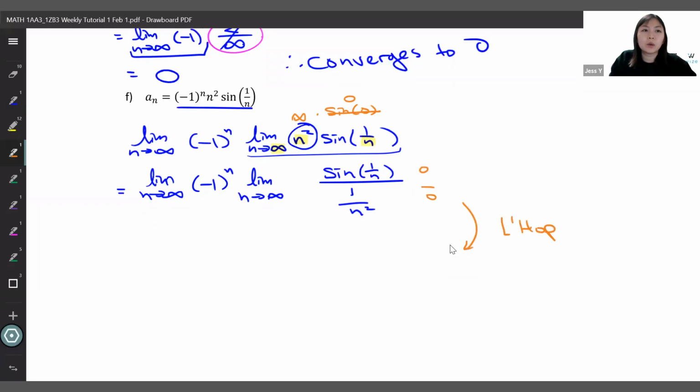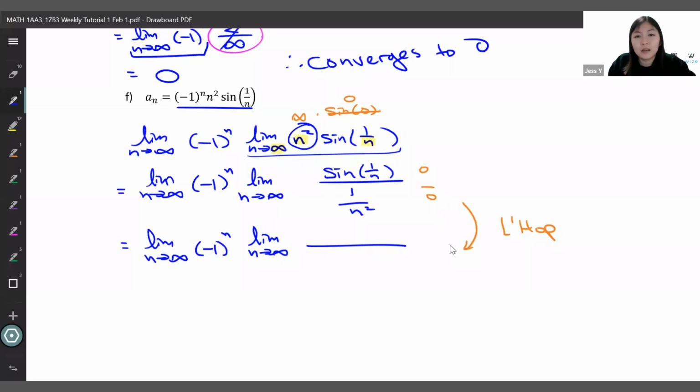So quick review on L'Hopital as well, right? So we have the limit of the first part, that doesn't change. And now we want to use L'Hopital's. So write down what is the derivative of sine of 1 over n, don't forget your chain rule, and then write down what's the derivative of 1 over n squared in the bottom.